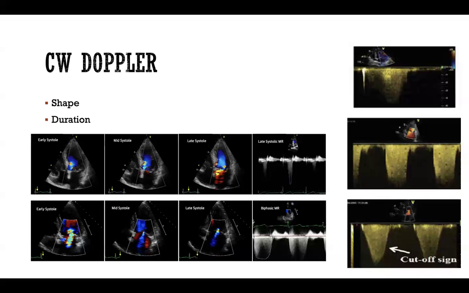You need to look at the shape of the mitral regurgitation. That gives you a lot of information as well. Looking at this shape, for example, you have the V shape or the cutoff sign here. Looking at this only, you can say, I can put my money on this. This is severe MR. By itself, it's very specific for severe mitral regurgitation.